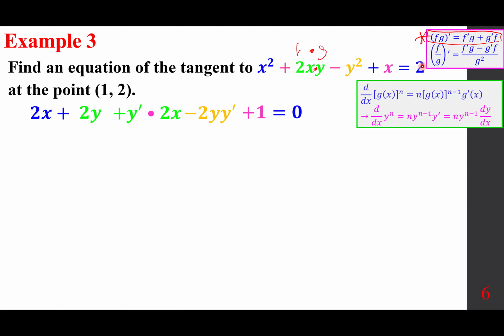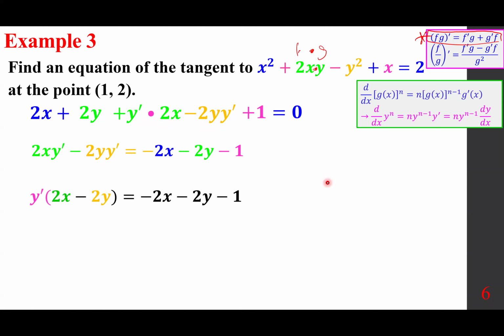We can plug in. However, let's solve for y prime. To do so, this goes to the right and becomes minus 2x. This becomes minus 2y. This becomes minus y, and we have this 2. We are going to write this as 2x y prime, and we keep this unchanged. Everything else moves to the right and becomes negative. On the left side, we factor the y prime out.